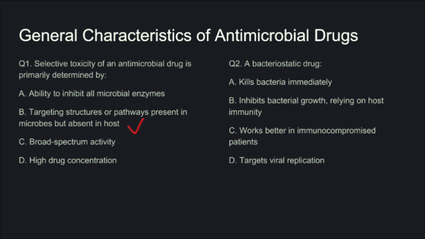Okay, now second question. A bacteriostatic drug. Options are A, kills bacteria immediately, B, inhibits bacterial growth relying on host immunity, C, works better in immunocompromised patient, D, targets viral replication. So the correct answer for this question is inhibits bacterial growth relying on host immunity, option B. So what does bacteriostatic drugs do? They stop the growth, but they do not kill. Okay, so host immune system clears the infection. It is stopping the growth, but it is not killing.